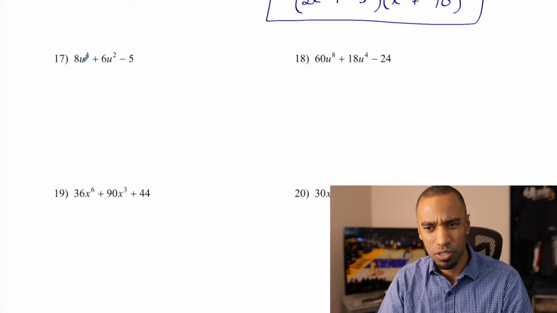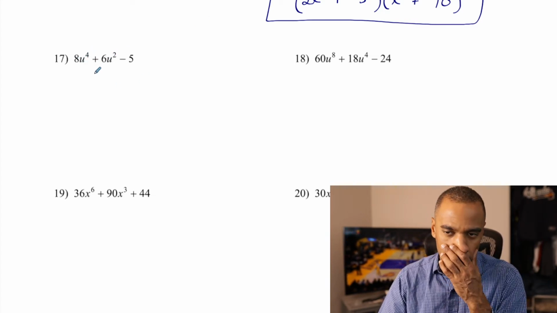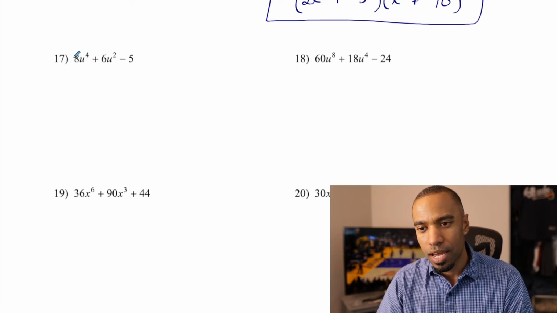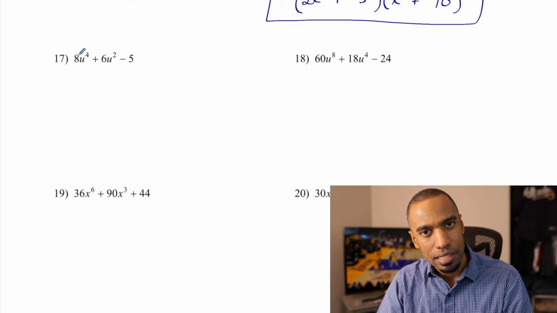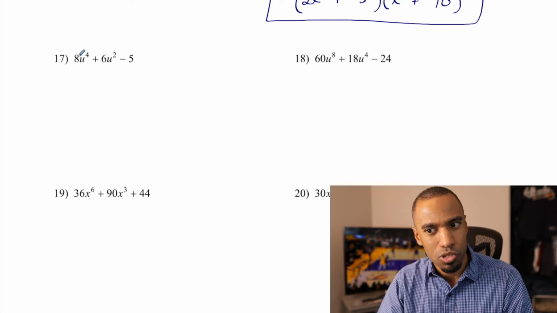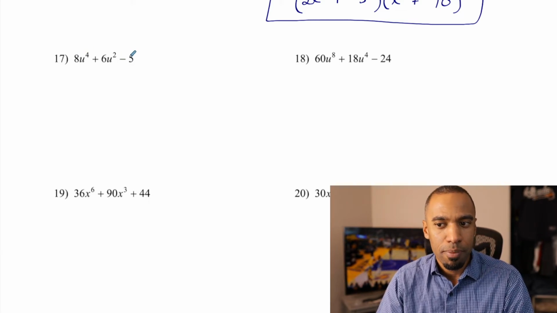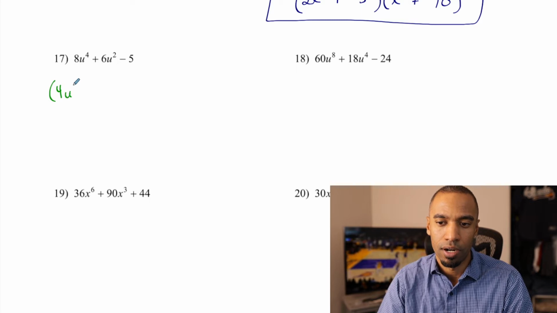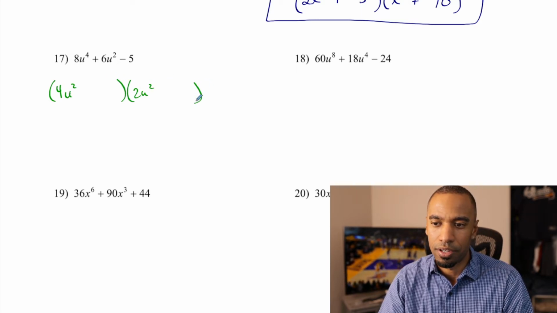Number 17 looks like u squared is happening here, right? Now this time with this being an 8, it's either 8 times 1 or 4 times 2. Well, with 5 being only odd factors, 5 and 1, I need to do an even plus an even to get 6. So it looks like it's going to be 4 and 2. 4u squared and 2u squared. There it is. 5 being a negative, that's plus minus.